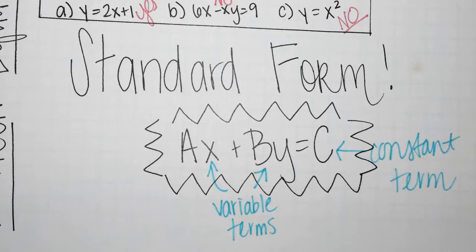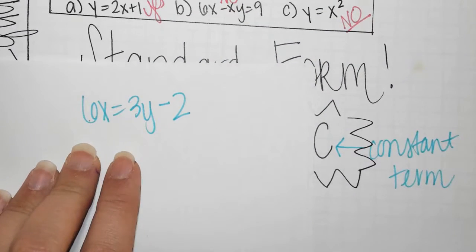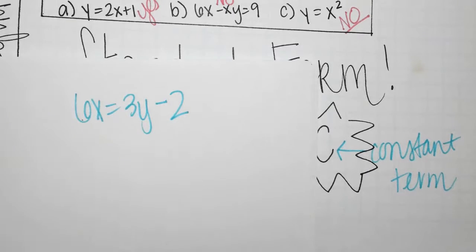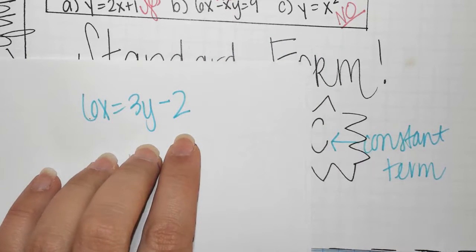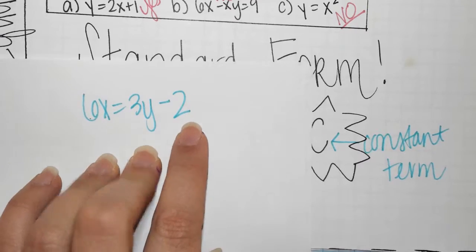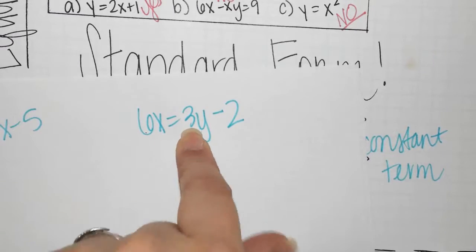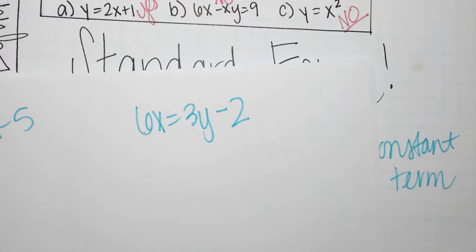What if I said this? Why? Because the x is on the same side? Let her answer. X and y are not on the same side. Good. Take a point. Alright, now, how do you think that we could move this positive 3y over here?